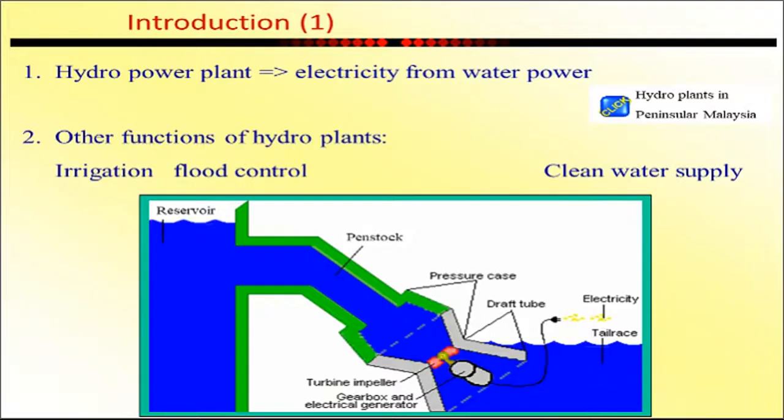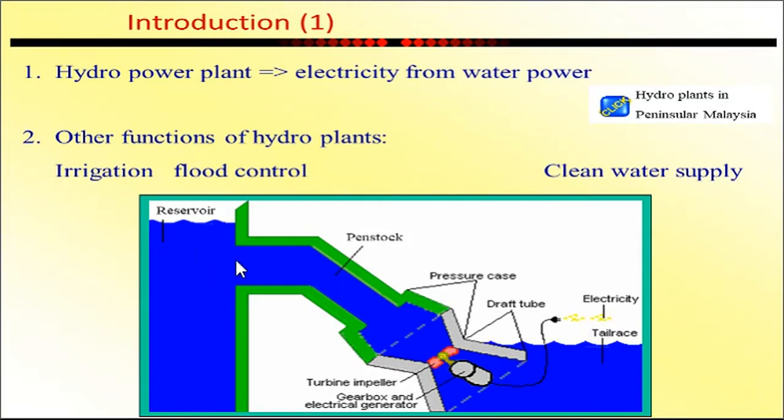So today we will discuss some basics about the hydroelectric power plant and about the hydraulic turbines, that is Pelton wheel, Francis turbine, and propeller or Kaplan turbine. Now, what is a hydropower plant? You are getting electricity from water power. That's why it is known as a hydropower plant. And what are the other functions of a hydropower plant? Irrigation, flood control, and clean water supply.